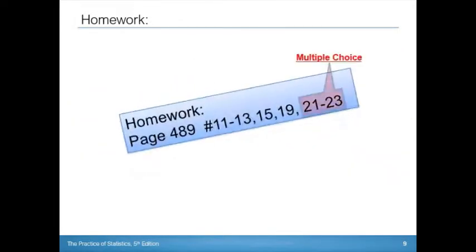All right, so here is your homework. The last couple are multiple choice.